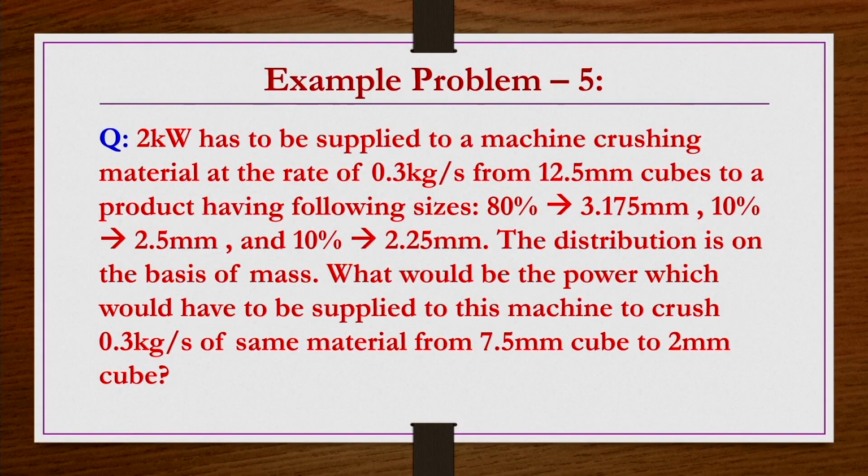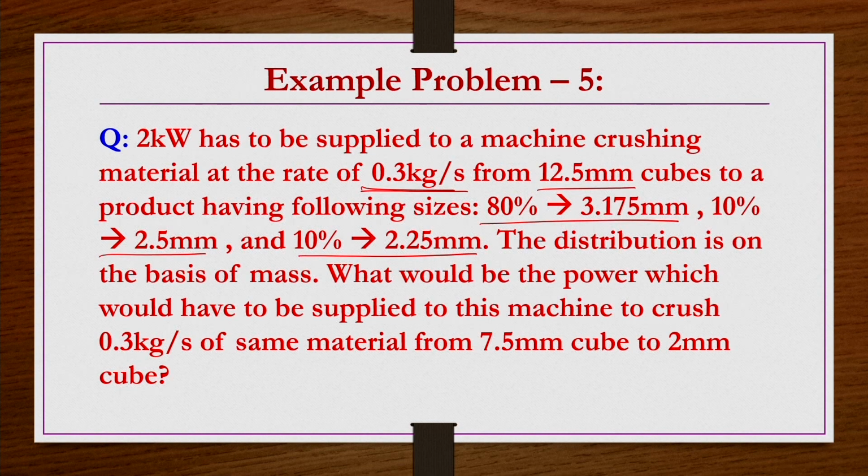Okay, now we take one more example problem so that we can understand clearly. 2 kilowatt has to be supplied to a machine crushing a material at the rate of 0.3 kg per second from 12.5 mm cubes to a product having 80% at 3.175 mm, 10% of the product having 2.5 mm size, and the remaining 10% having 2.25 mm size. So the product size distribution is given, 3 sizes, 80% is having 3.175, so dPb is 3.175. The distribution is based on the mass basis.